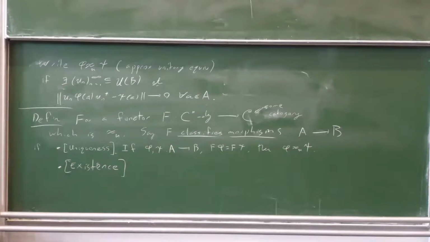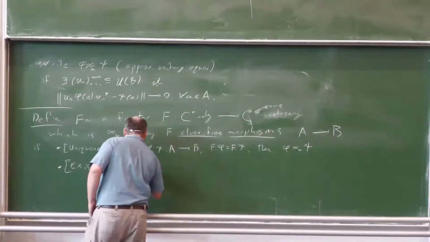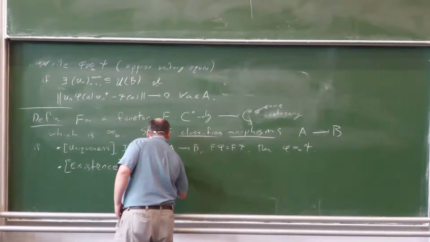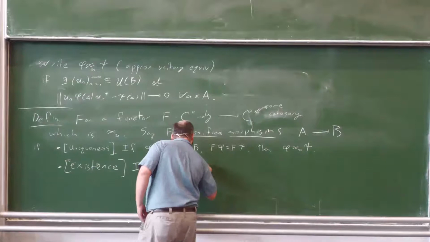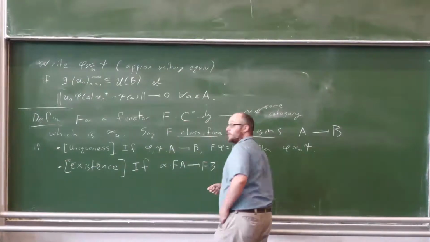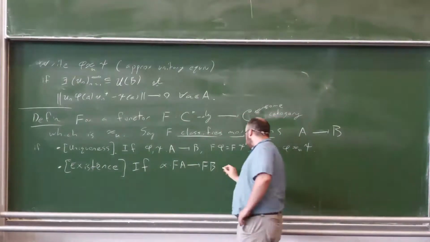The other half is an existence theorem, or an existence condition. There's not a theorem here, still a definition. If you have some map from A to B at the level of this invariant, it's induced by a homomorphism at the level of C-star algebras.